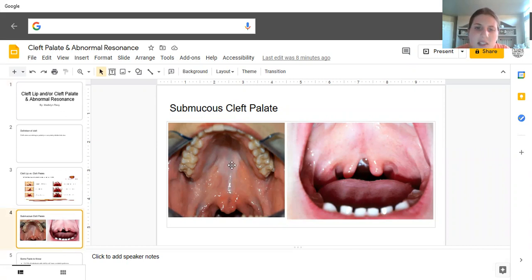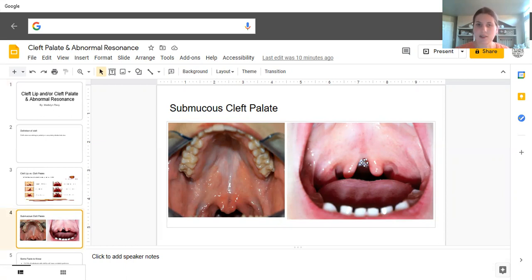So you can see this blue discoloration right here. That is called the zona pellucida. Also, during an assessment, a speech pathologist can feel for a bony notch at the end of the hard palate. Also, on the right, you can see that there is a bifid uvula where the uvula is split into two. And these are three things that a speech language pathologist will look for while doing an assessment.